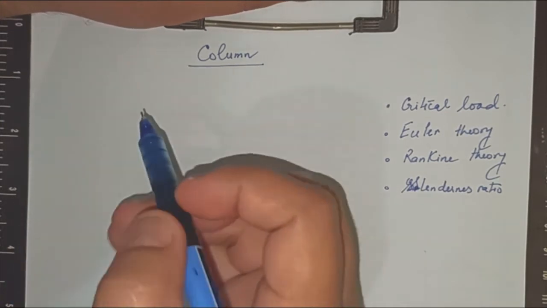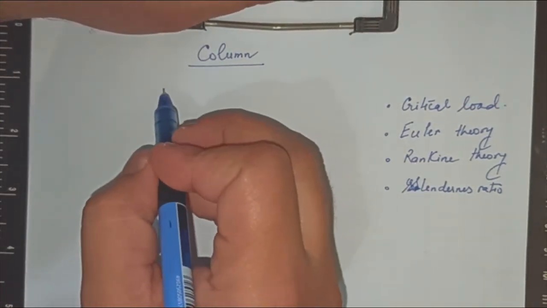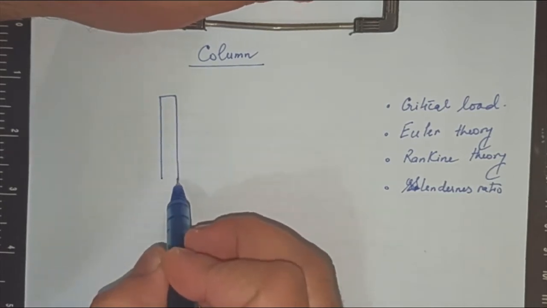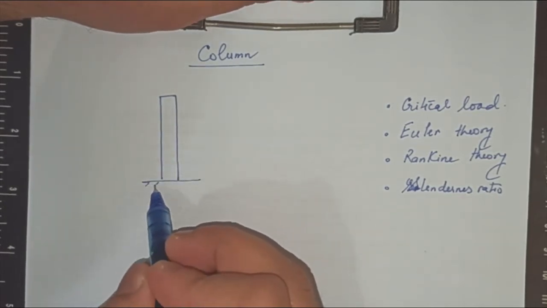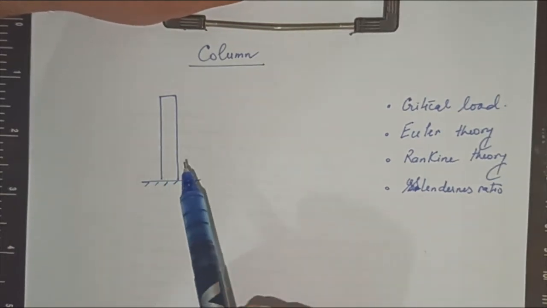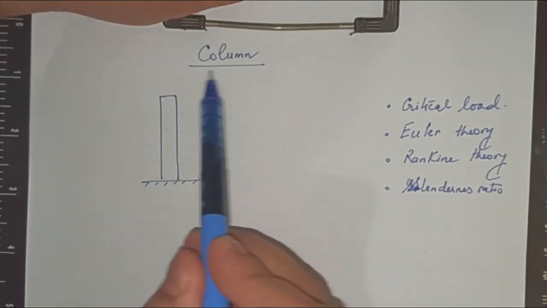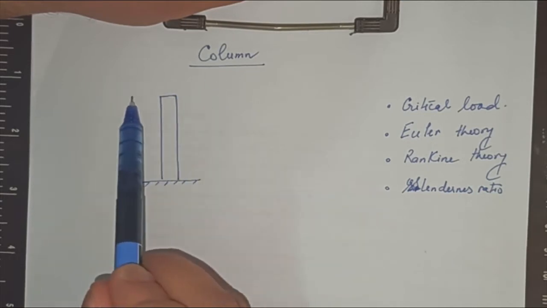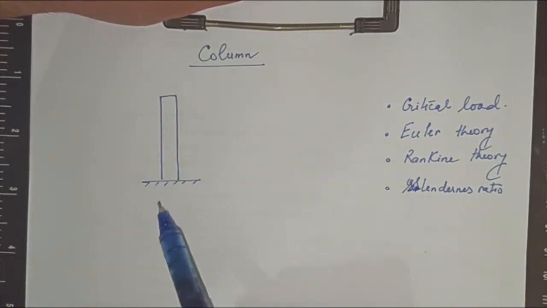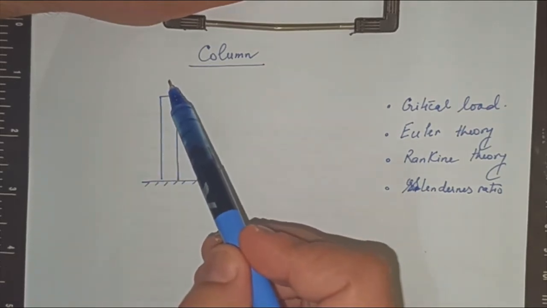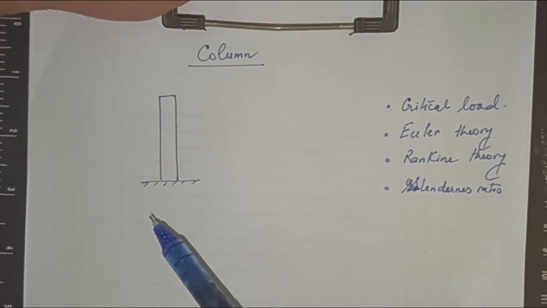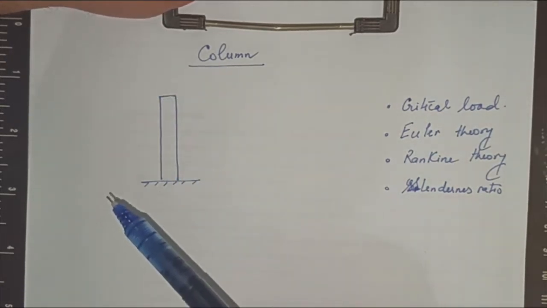A column is any structural member that takes up vertical loads or axial loads basically. You have seen this type of column, which supports the roof. The load of the roof will be here, and this is a floor. So it is a supporting member between a roof and a floor. Such members are columns.